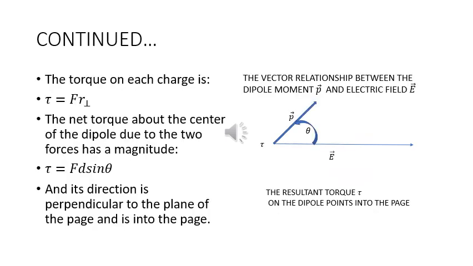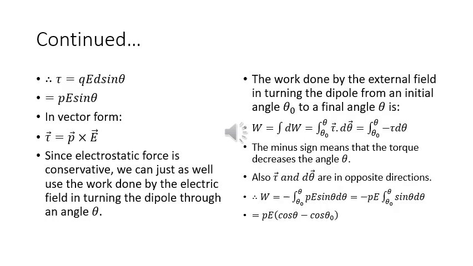The torque on each charge is tau equal to F r perpendicular. The net torque about the center of the dipole due to the two forces has a magnitude F d sin theta. Its direction is perpendicular to the plane of the page and is into the page. The right hand side diagram shows the vector relationship between the dipole moment P and the electric field E. The resultant torque tau on the dipole points into the page. Tau is equal to q E d sin theta, which is q d E sin theta, which is equal to P E sin theta. In vector form, tau is equal to P cross E.